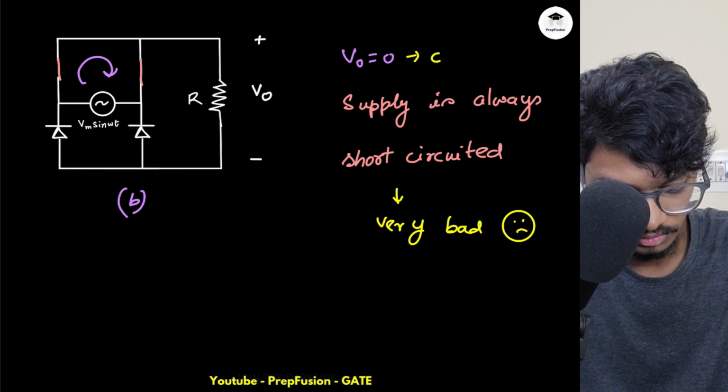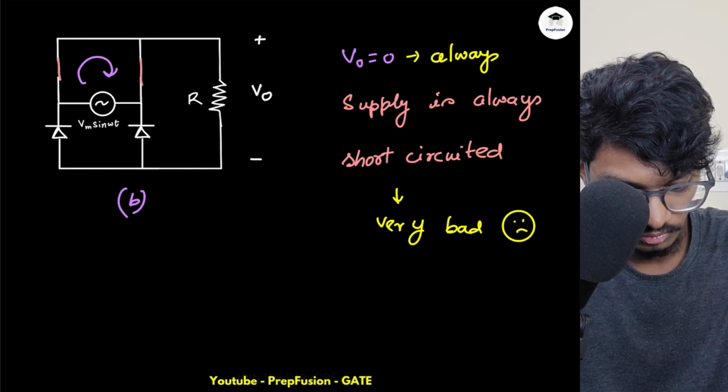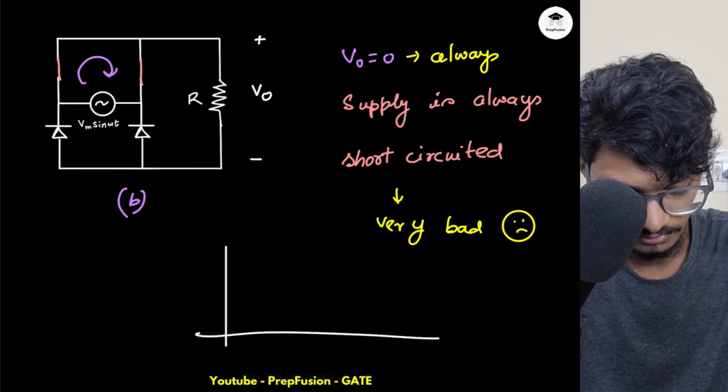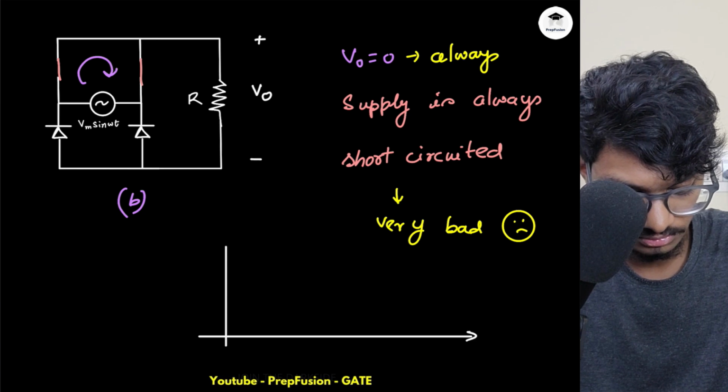And this is always 0. Always 0. So my VO will be what? Simply 0. Always.